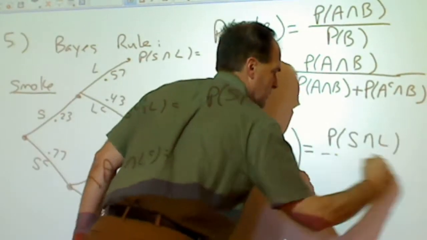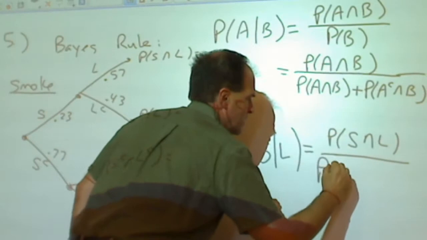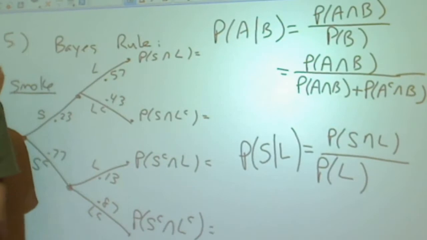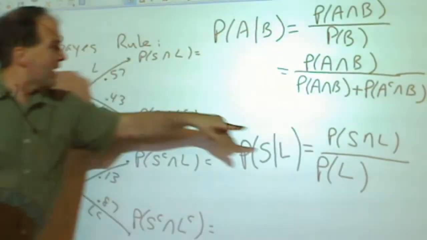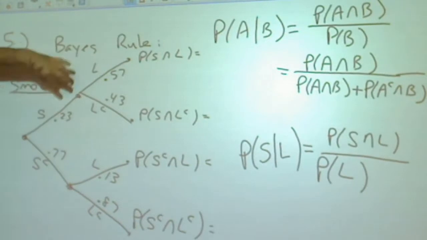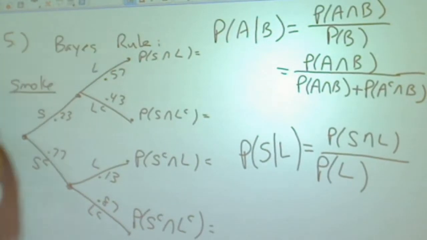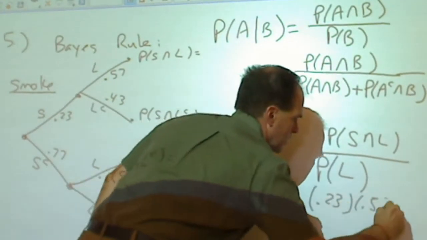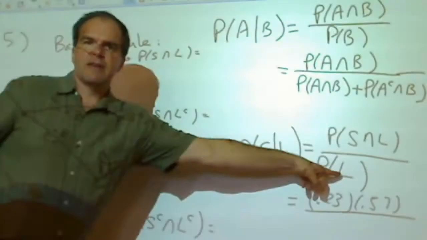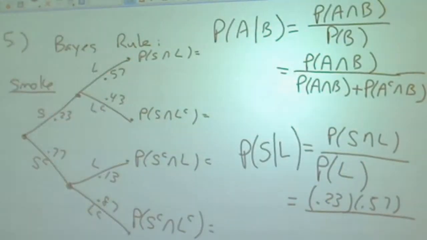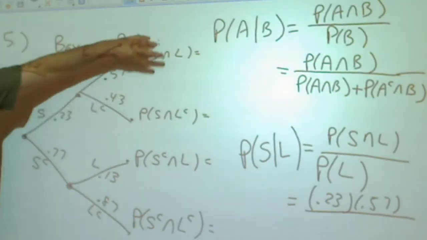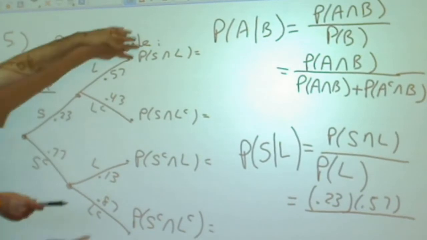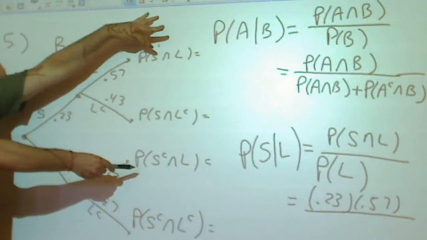S and L, and then let me write it as probability of L. And then you should be able to find them in the tree. Does everybody see the numerator is that top branch? It's going to be the 0.23 times the 0.57, divided by probability of L. This is a single variable again. So what you have to do here is look at the four paths and how many of them have L in it. Not L complement, but L. That one does and that one does. So you have to add them together.